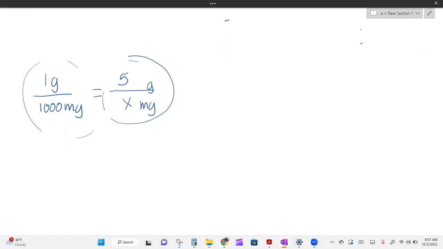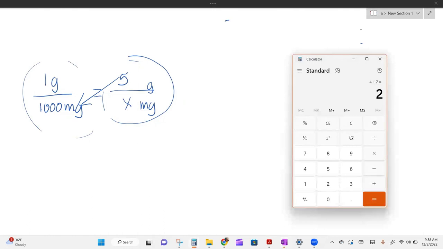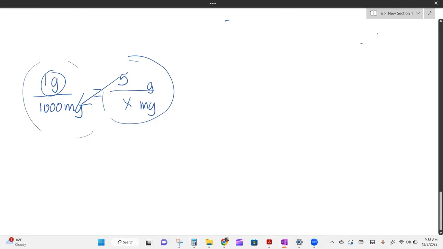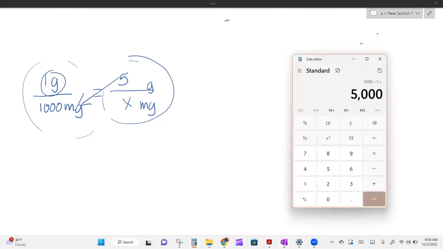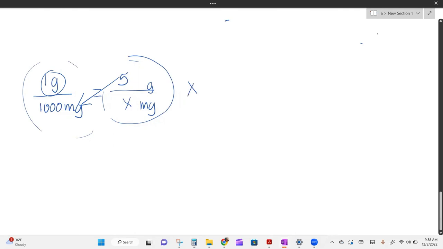When you're setting up these problems, that is what you will do, especially as we progress into the math mod. Those of you that have been in the math mod know what I'm talking about. Anyway, we would just do the same thing. We're going to cross multiply the two numbers that are diagonally from each other. This is the method that I use. I'll do the other method in just a second. So 5 times 1,000, and divide that by 1, which is what I have left, which is 5,000.